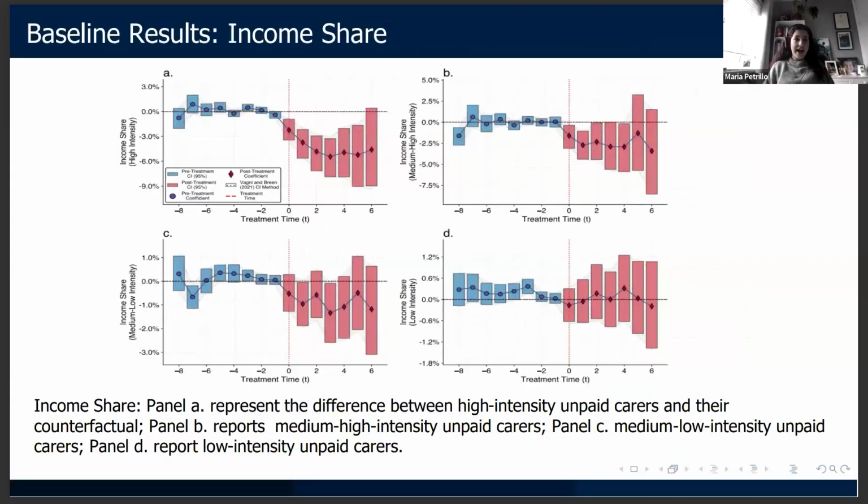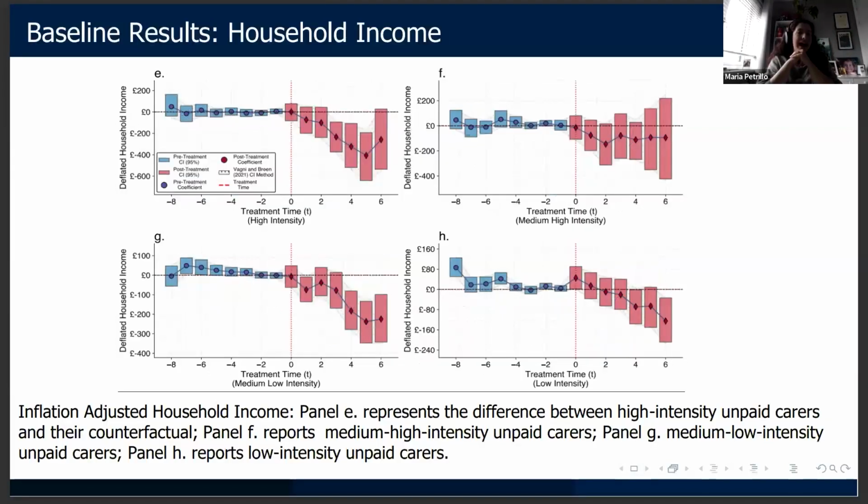We then focus on the income share, and so what we see is that, building on the earlier discussion about the decline in personal income, let's focus only, for time concern, I'm very happy to answer any question later, but let's focus on panel A, high intensity carers. We can see that following the decrease in individual income, there is also a reduction in the contribution of the personal income to the household income, and so a reduction in income share, which stands at approximately 4.8% in year 2 and 4.9% in year 4.